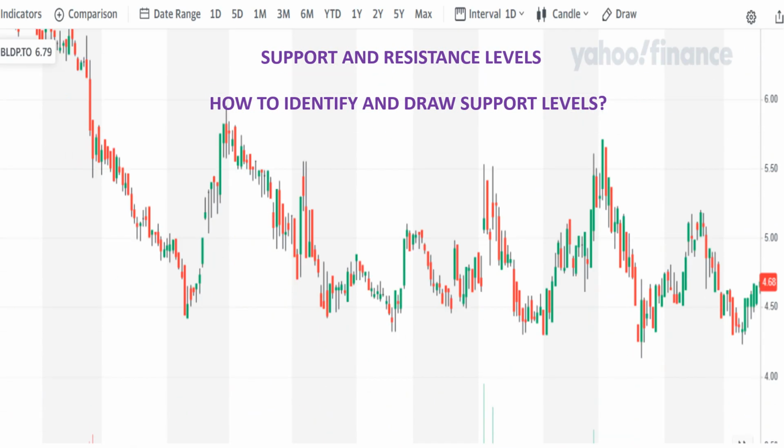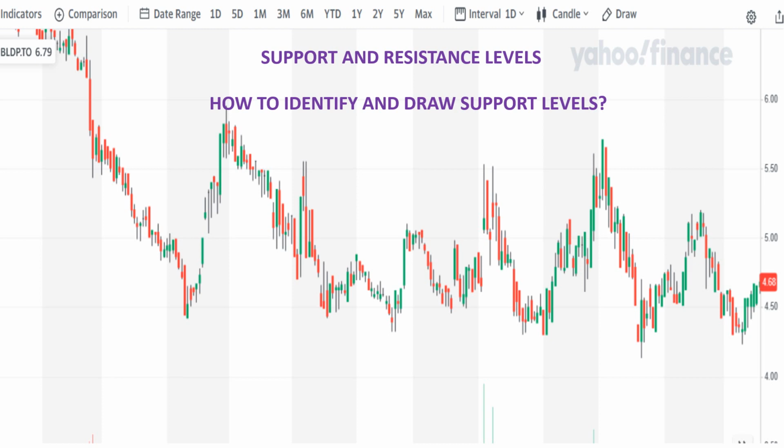To draw support levels in this chart, we search for areas where the price has changed direction multiple times. These areas can be identified by observing instances where the price has either bounced off a specific level or encountered difficulties in breaking through it.